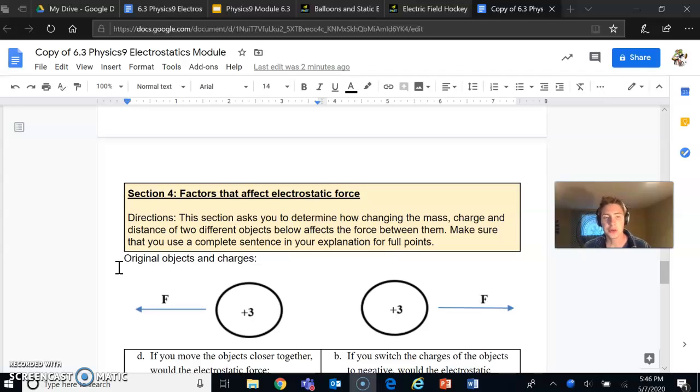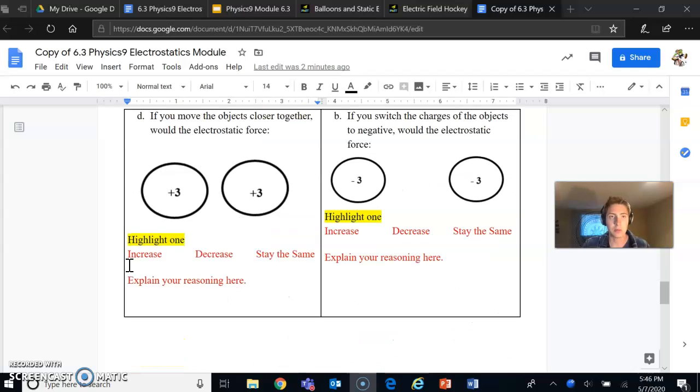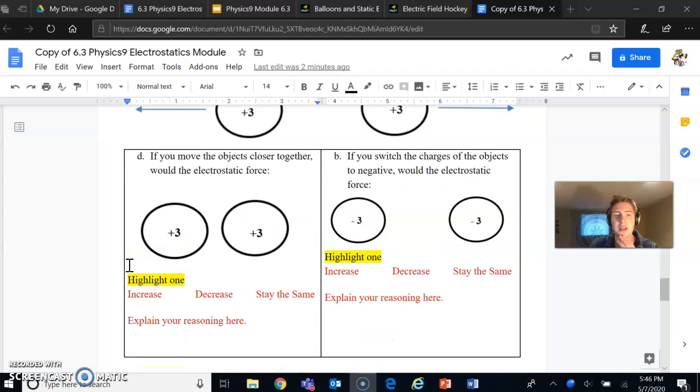So our original objects are these two objects that each have a positive charge. You can see we have two arrows and two forces. Since they're the same charge, they're going to be repelling in the opposite direction. So the first question: if you move the objects closer together, would the electrostatic force, and we need to highlight one, increase, decrease, or stay the same?